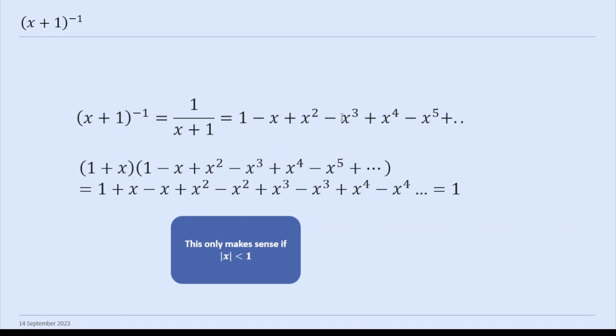It's really pretty. So basically 1 over x plus 1 equals this, and it's an infinite series, and this only makes sense if the modulus or the absolute value of x is less than 1, because then these terms are getting smaller and smaller and it's converging. But if, say, x was 10, these terms are getting bigger and bigger. It doesn't make any sense.